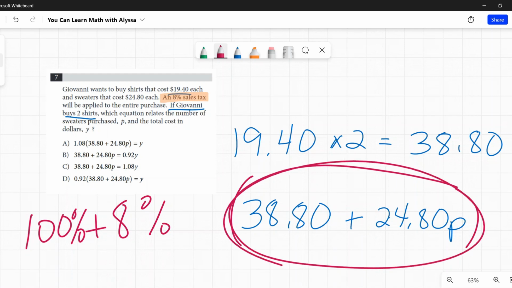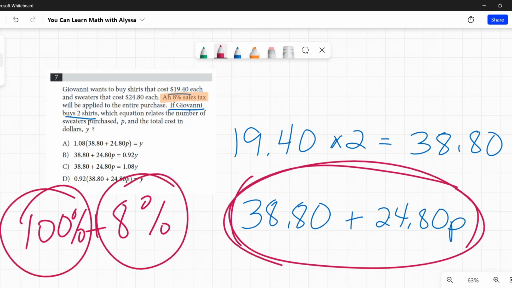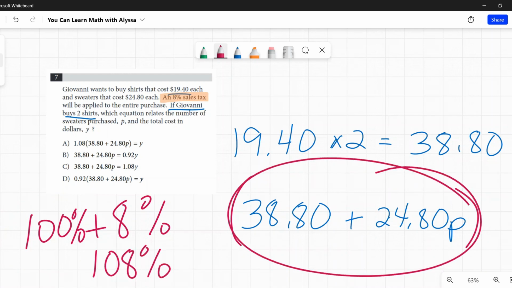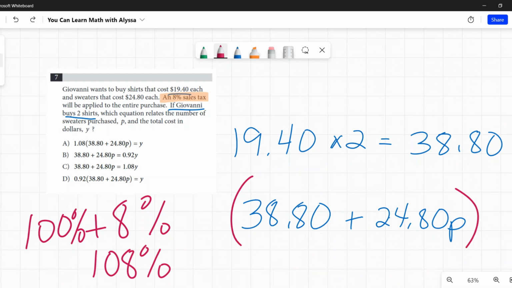So it's saying, I want the original amount plus 8% of the original amount. So 100% plus 8% is 108%. So I need to know what is 108% of this amount. 108% is the same as 1.08. So I need to multiply this whole thing by 1.08 to get my final price.